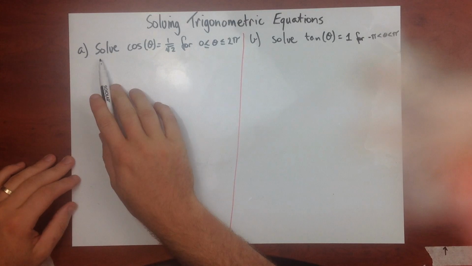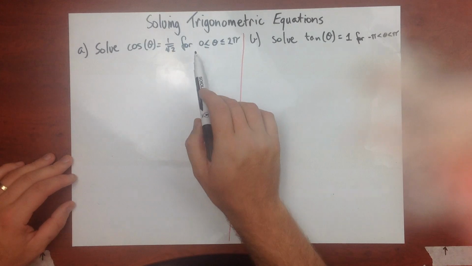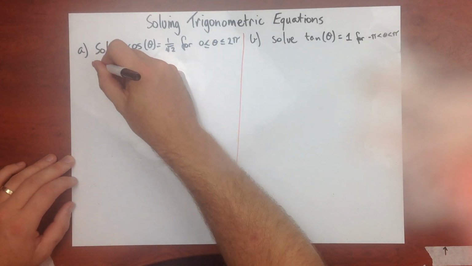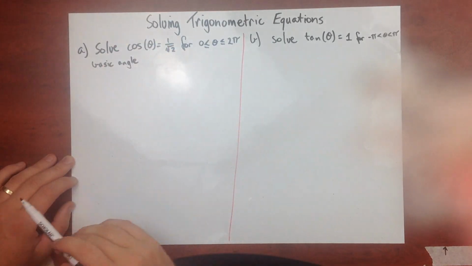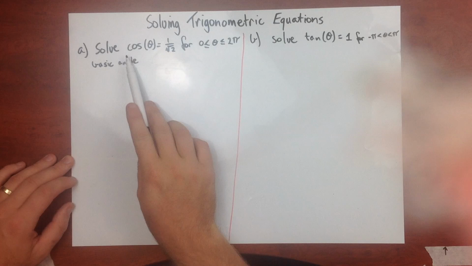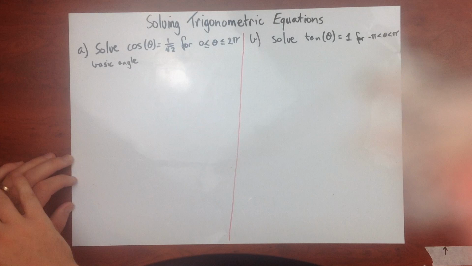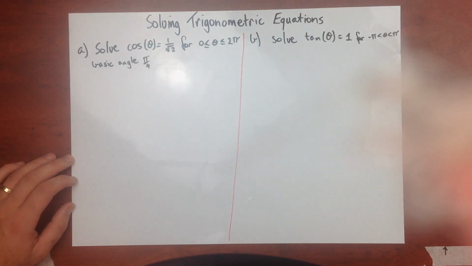Our first one that we're going to look at is: solve cos theta equals a half for theta between 0 and 2 pi. That's a pretty typical sort of question and a pretty typical domain as well. That's once around our unit circle. The first thing we need to do is ask, what's our basic angle? That is when cos equals 1 on root 2. For cos, that is pi on 4. So look for that basic angle.